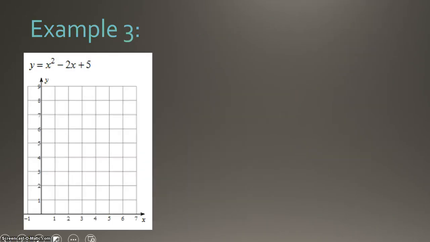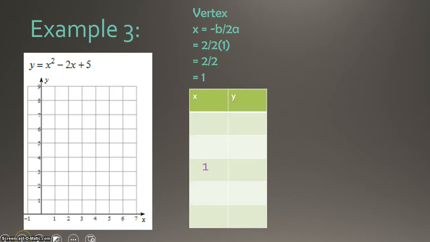Let's do one more. So again, I need to find my vertex for x squared minus 2x plus 5. Using the vertex formula, x equals the opposite of b over 2a. So here I have 2 divided by 2 times 1, which is 2 divided by 2, which is 1. I make my table, putting my vertex in the middle, adding x values below and above. There's a typo there. That should be a 3.